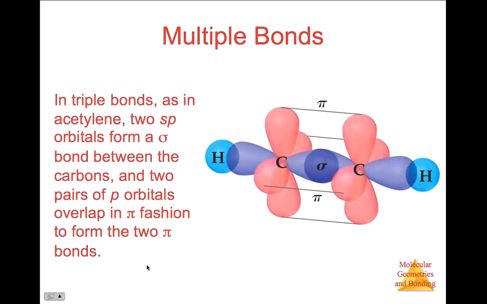In triple bonds, as in acetylene, 2 sp orbitals form a sigma bond between the carbons, and 2 pairs of p orbitals overlap in pi fashion to form 2 pi bonds. You can see here's the head-to-head overlap right here, the sigma bond, strongest of them, and then the top and the bottom make one of the pi bonds, and the side and the side over here make the second pi bond. So there's 1 sigma and 2 pi's inside of a triple bond.